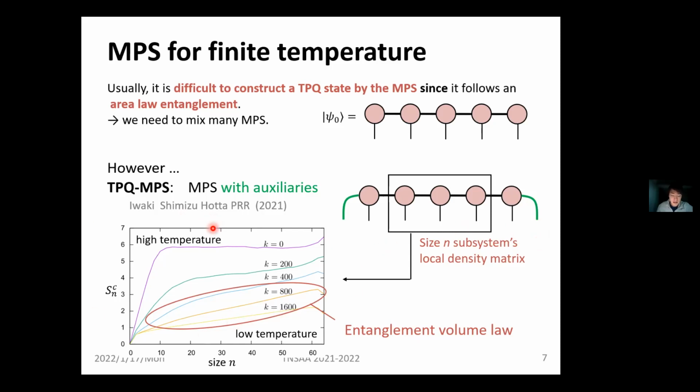This figure is the entanglement entropy obtained by cutting out the center of the system. At low temperature, shown by this red circle, it increases linearly with the size of subsystem A, subsystem N, until it reaches the whole system size n equal to 64. This means that the typical MPS recovers a volume law entanglement.